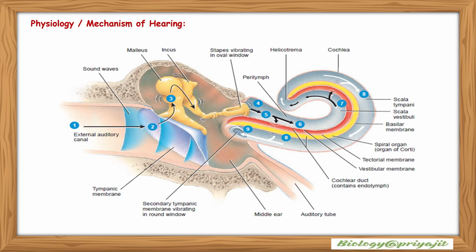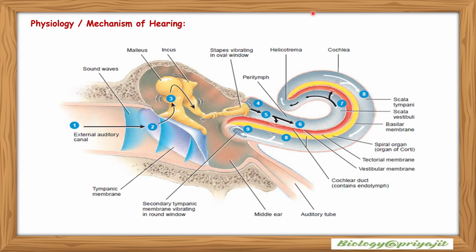This is a diagram showing the pathway of sound through the human ear from the outer ear to the inner ear, explaining how vibrations are converted into signals for hearing. Step by step description. External auditory canal: sound waves enter the ear through the external auditory canal to the tympanic membrane or eardrum. The sound waves make the eardrum vibrate. Ossicles like malleus, incus and stapes.